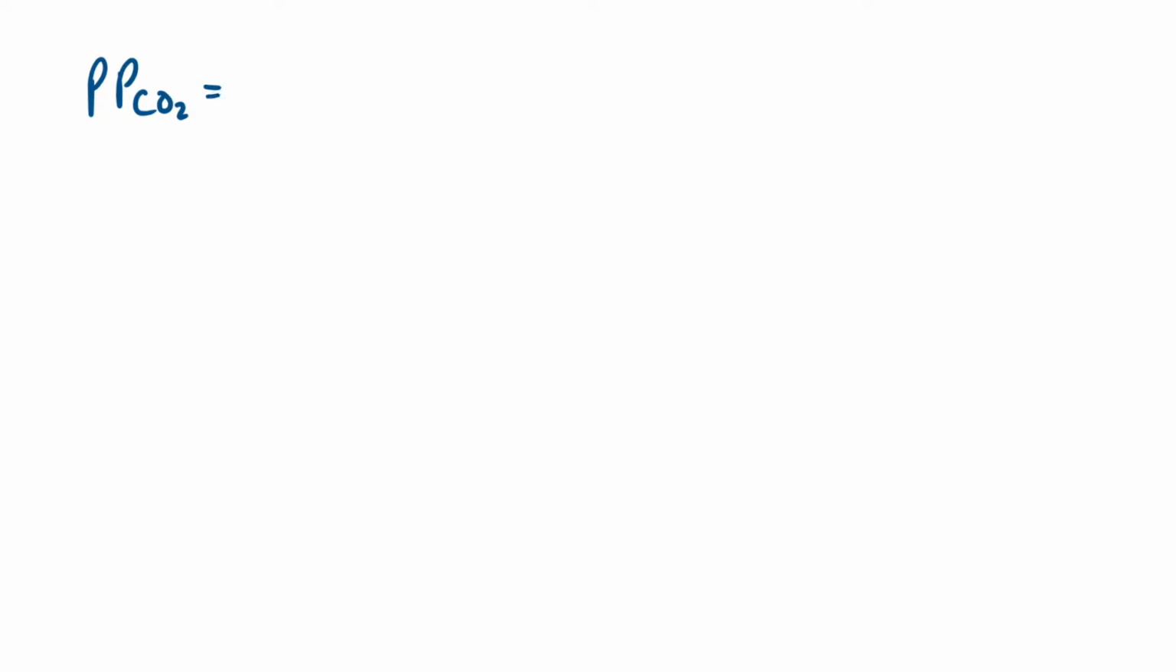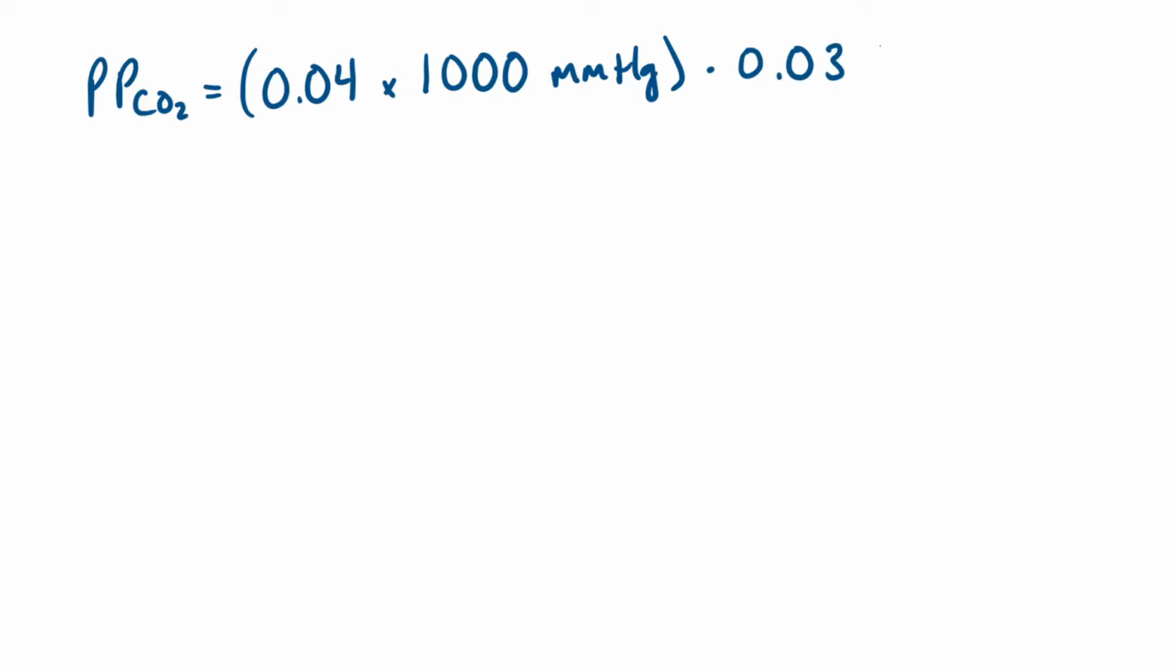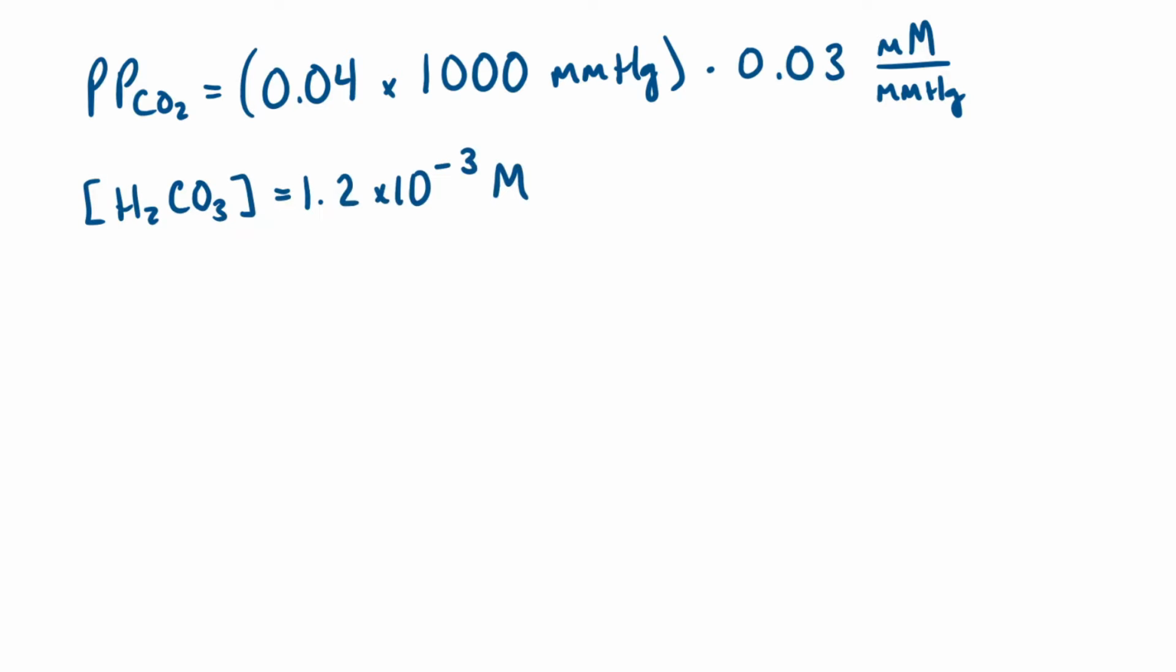So if we make a few assumptions, like that exhaled air contains around 4% carbon dioxide, and the pressure of your breath is probably above atmospheric pressure, so let's call it around 1,000 millimeters of mercury, and Wikipedia tells me that the dissolution of carbon dioxide in water is around 0.03 millimoles per millimeter of mercury. So that would be 1.2 times 10 to the negative 3 molar concentration of carbonic acid.